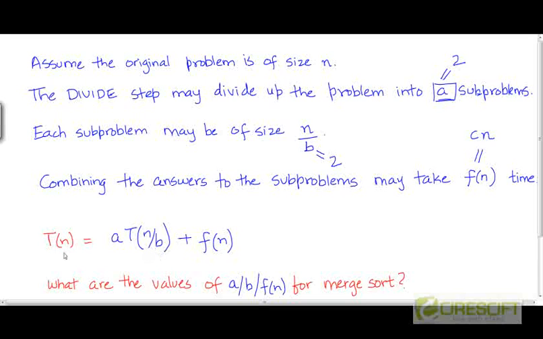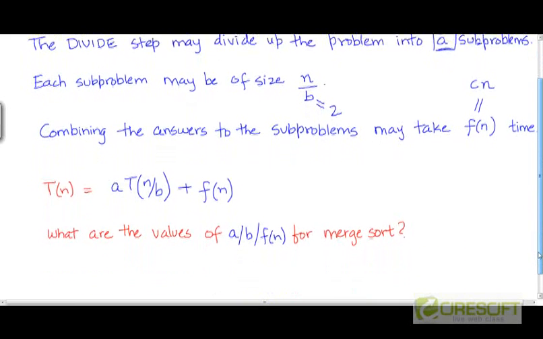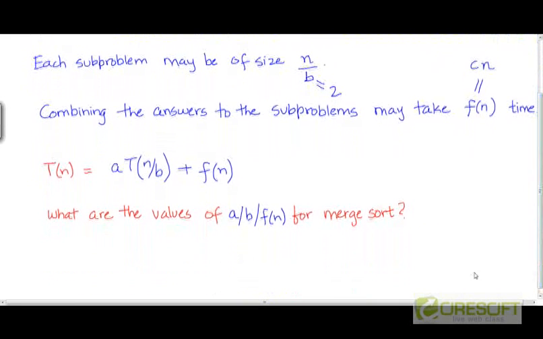And so the running time on an input of size n is given by a times T of n by b plus f of n for a divide and conquer algorithm. For merge sort, T of n was twice of T of n by 2 plus c times n. So a was 2, b was 2, and f of n was c times n.